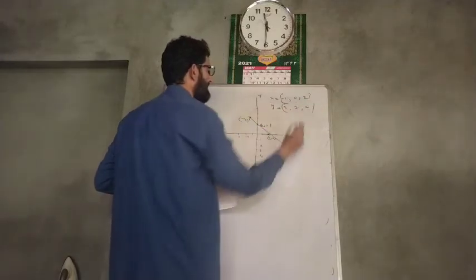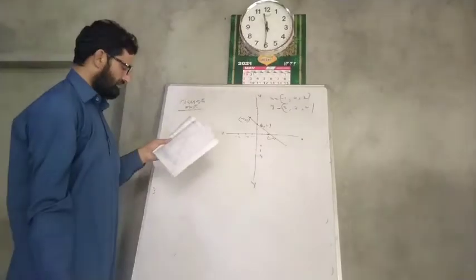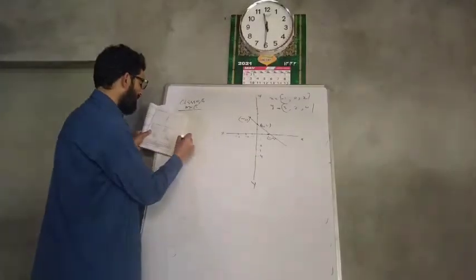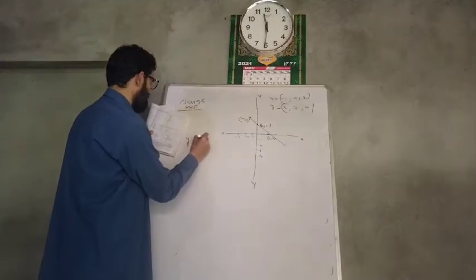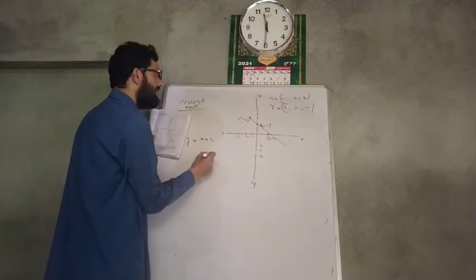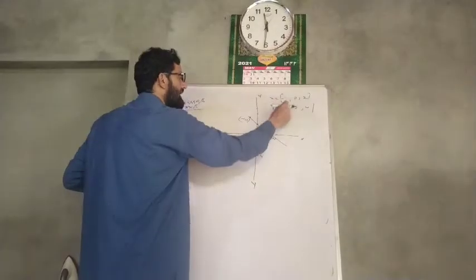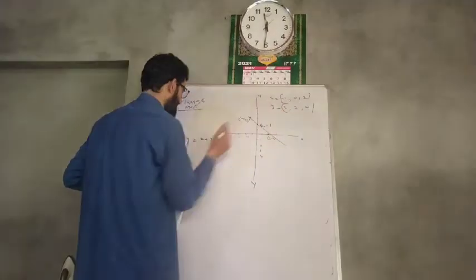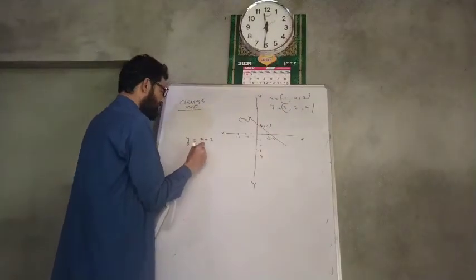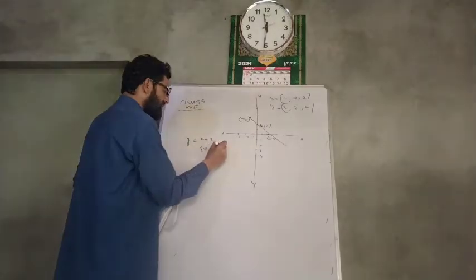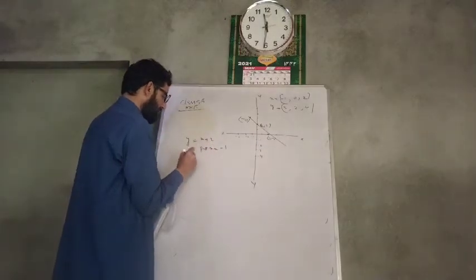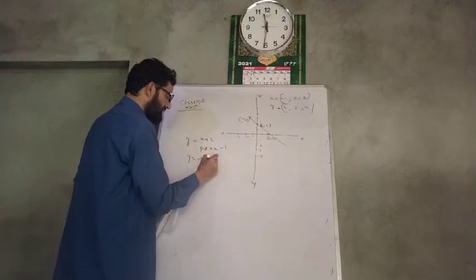Let us check which choice is correct. The first choice is y is equal to x plus 2. Now give these values for x, minus 1, 0, 2, and y should come equal to 3, 2, 0. Let's check. So put x is equal to minus 1. So y is equal to minus 1 plus 2, this is 1.